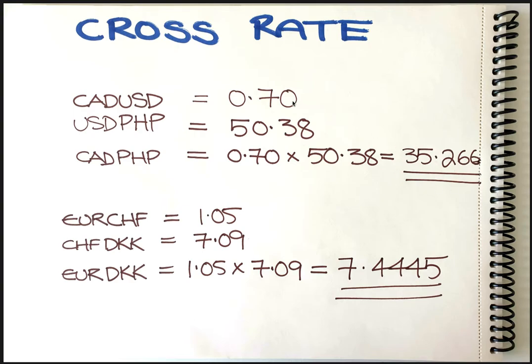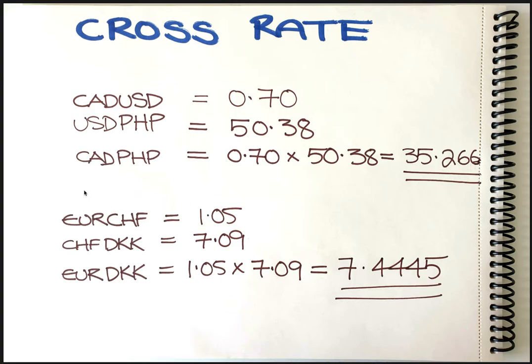This is correct because obviously one of the currency pair is less than 1, and whenever you have a currency pair less than 1, you look at the highest number in the group and the result is going to be less than that. So Canadian USD times USD PHP, the USD gets cancelled out, so you have the Canadian PHP rate, and that's what you get, 35.266.